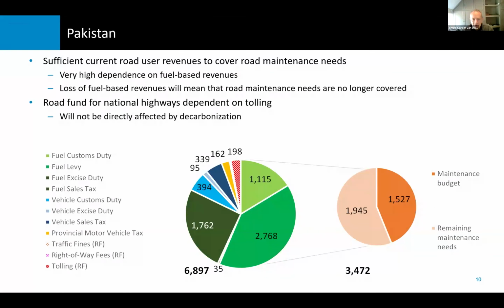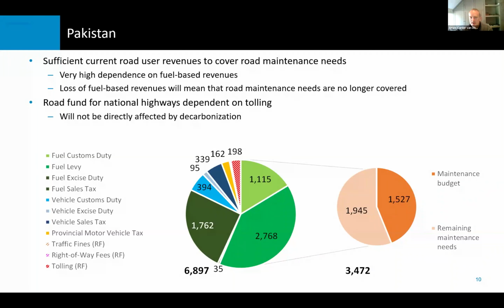If we look at Pakistan, their situation is very different. They collect more or less double what they need in road maintenance needs. They collect in road user revenues, but you see very high dependence on fuel-based revenues. So more than 3/4 of their revenue is from fuel taxes, different types of fuel taxes and levies and duties. So if that were to drop off over time as we transition to electric vehicles, you see that what is left is actually insufficient to cover the road maintenance needs.